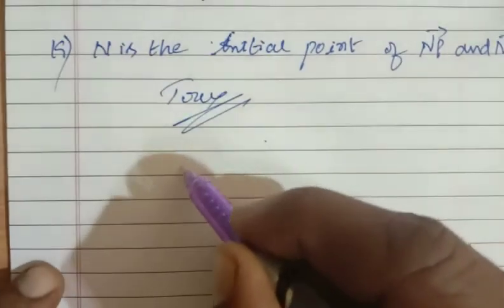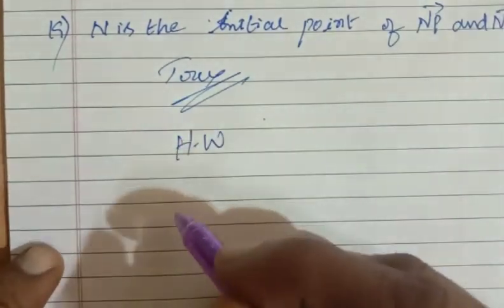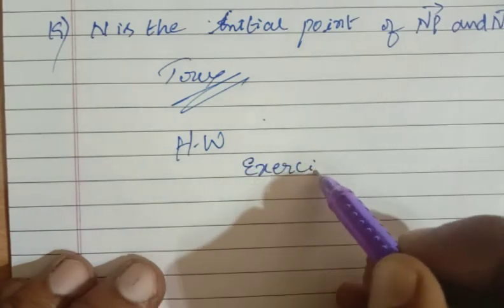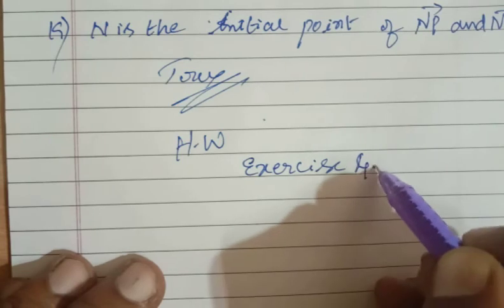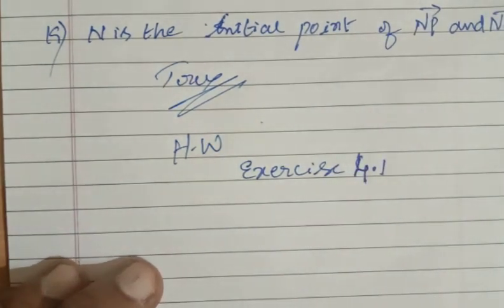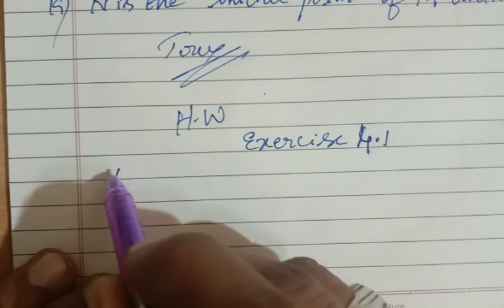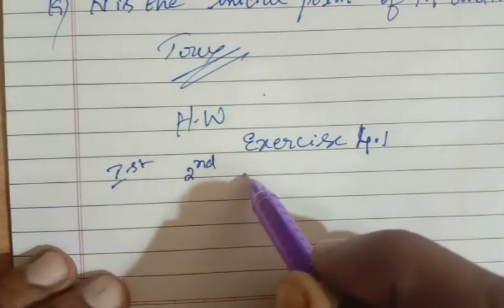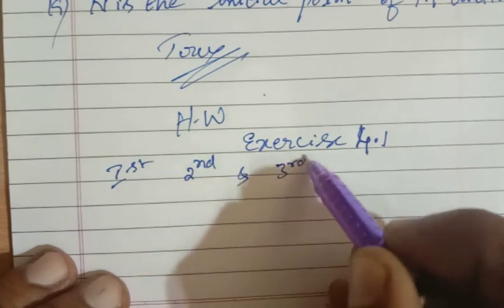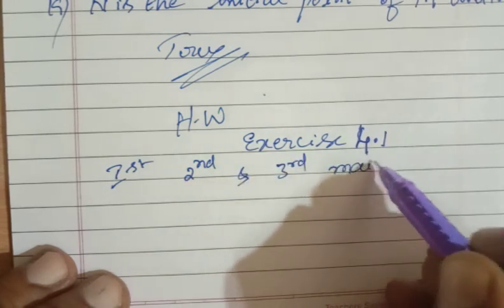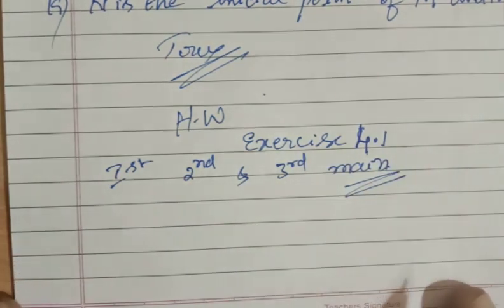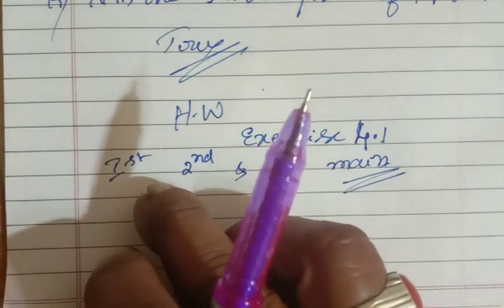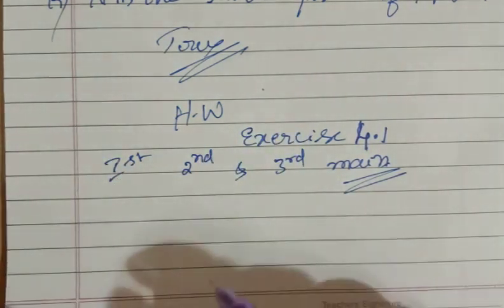So the homework is exercise 4.1, first main, second main and third main. Solve them and then send them to my personal mobile number. Are you okay? Okay.